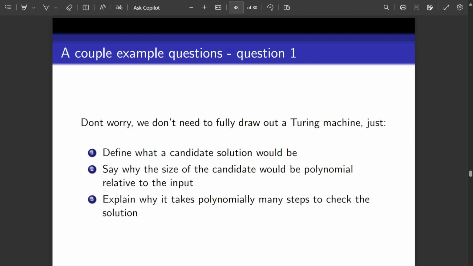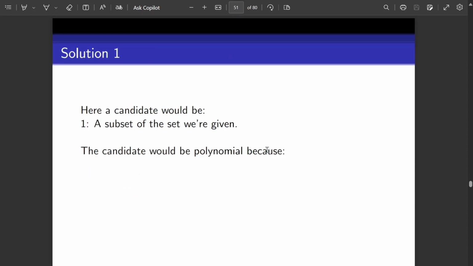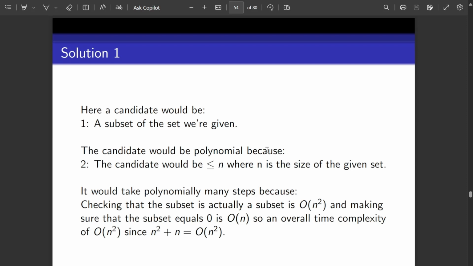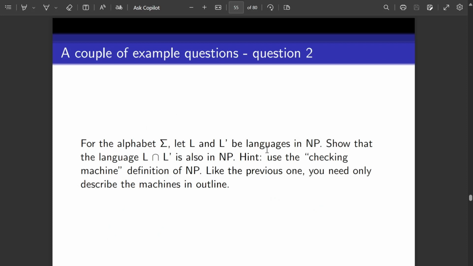Does everybody understand what he meant by that? Does everybody get it? Okay, cool. So that's basically what I've said here. A candidate solution would be a subset of the set we're given, and it would be polynomial because by definition, a subset has to be equal or less than the size of the set. And it would take polynomially many steps because at most you just check the size of the set.